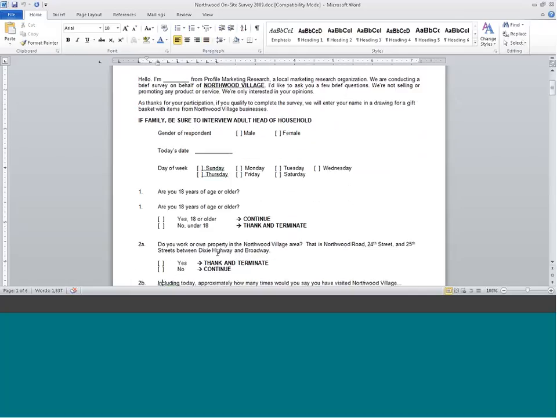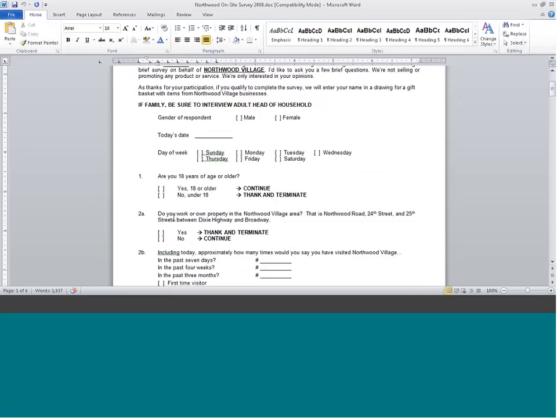Question 1, you'll see here that this is actually a screening question. Now, what does that mean? It means that the person has to meet some criteria in order to continue the survey. So we know that this is a screening criteria question because there's a continue and a thank and terminate. That lets us know that it's a screening question. So there's something here that we need to know right up front to make sure that you're qualified to do the survey. So that's what a screening question means.